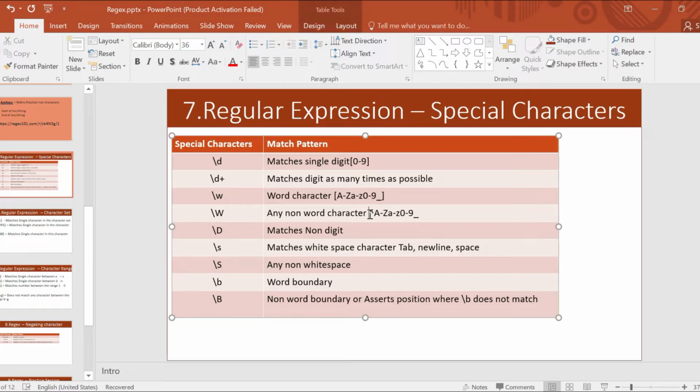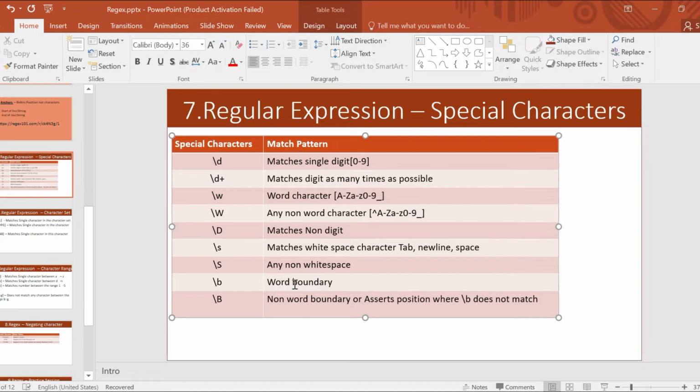\W means exactly the opposite of small w, any non-word character. And remember, if you use this caret symbol or upward arrow in the square brackets, then it means not equal to. If you don't use any square bracket, then it means start of the line. Now this caret symbol represents the start of the line. If you use it inside the square bracket, then it is not equal to. Capital D matches non-digit, \s matches white space character: tab, new line, space, carriage return, form feed, everything, and \S matches any non-white space.